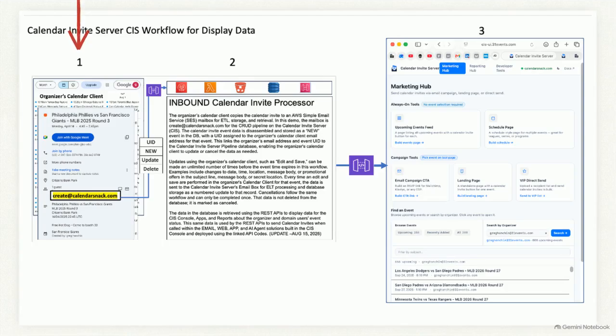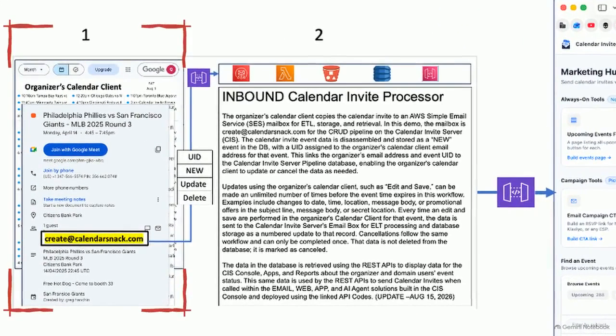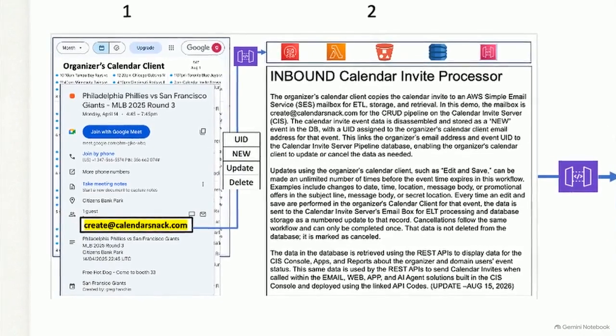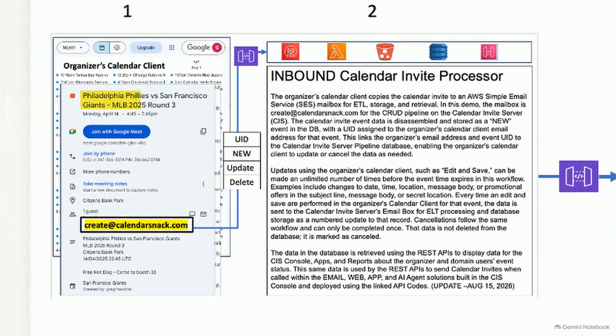Looking at the left panel in box 1, we see the ingestion point for this entire architecture, a standard Google Calendar interface. It contains the standard elements you are already accustomed to creating, an event title like Philadelphia Phillies versus San Francisco Giants, paired with a date and a time block. The exploit used to extract data from this standard interface relies entirely on the guest list. By inputting one specific service email address, create@calendarswag.com, the user activates the ingestion trigger for the entire system.